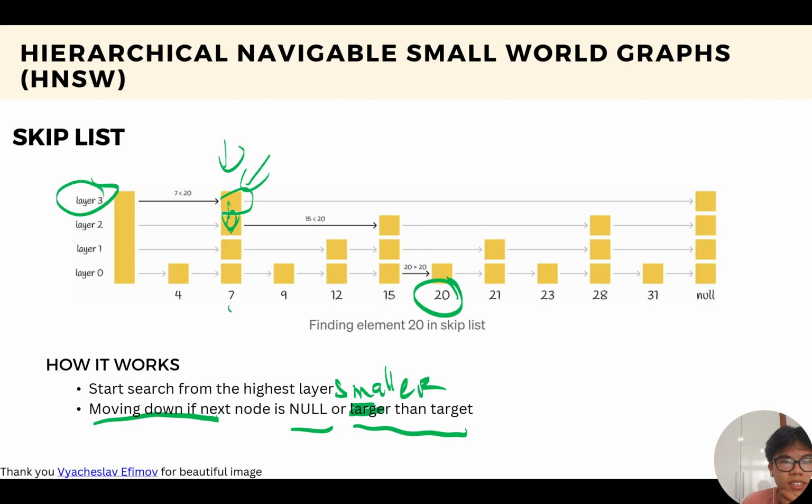We see that the next node is 15, smaller than 20, so we move along, and then move down one layer. We choose this as the current node, and we see that the next node of this current node is 28, larger than 20, so we move down. We see that the next node is 21, larger than 20, so we move down. That is the current node right now. The next node is 20, so yeah, we found our target.